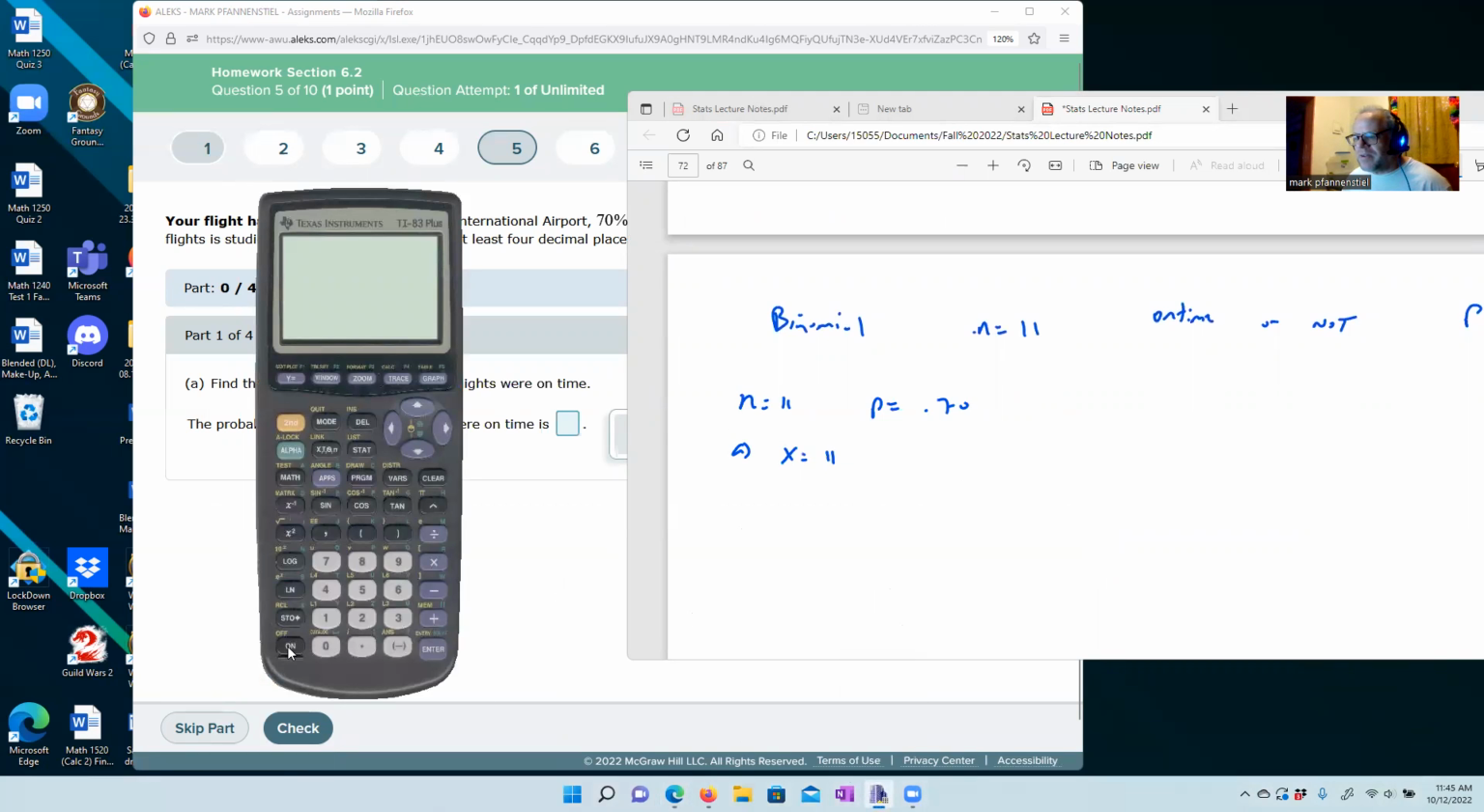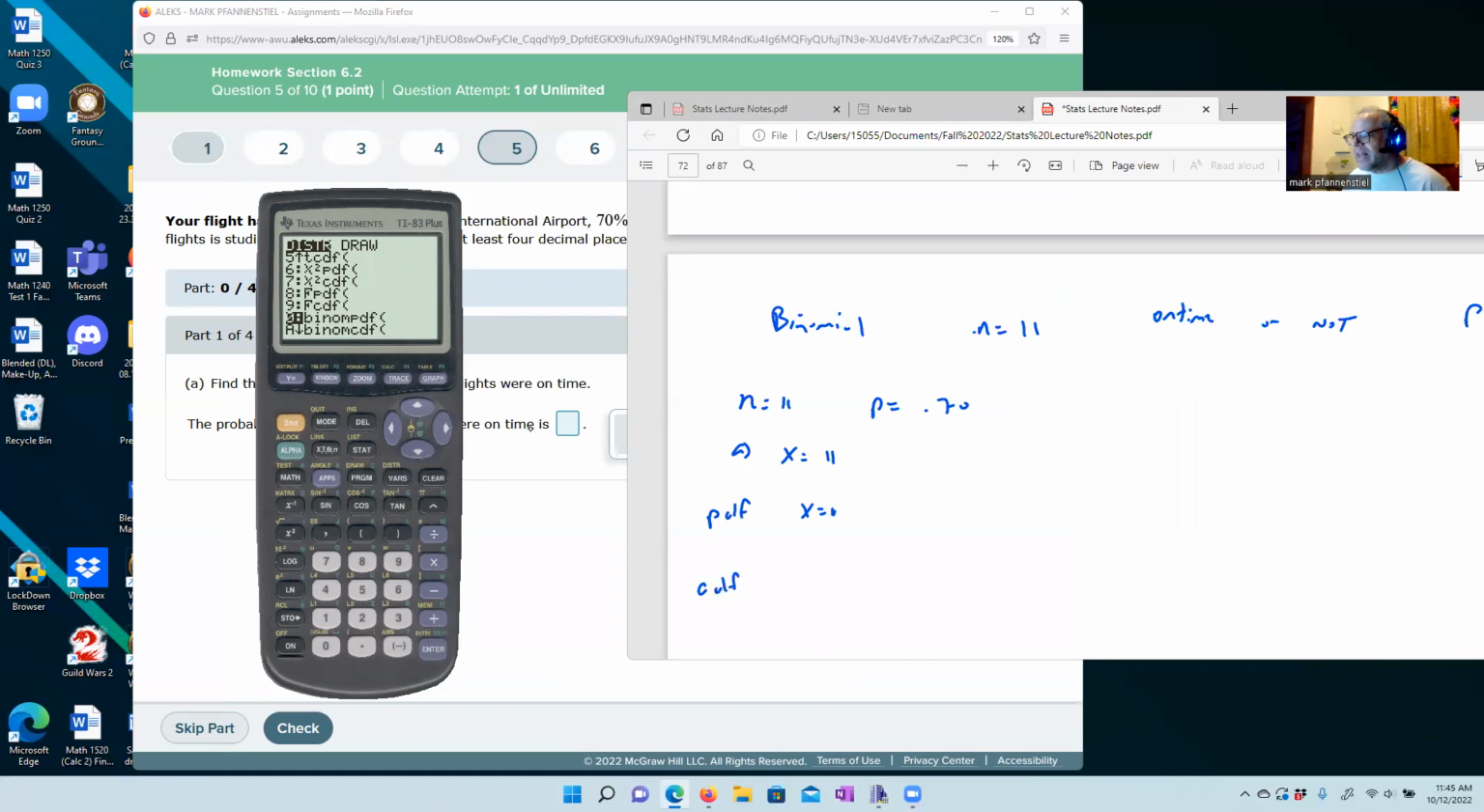So we're going to come over here to our calculator. We're going to hit second function, distribution. We're going to go all the way down to where it says binom. Now, you have a choice, CDF or PDF. A PDF means they want x equals exactly a number, in this case, 11.